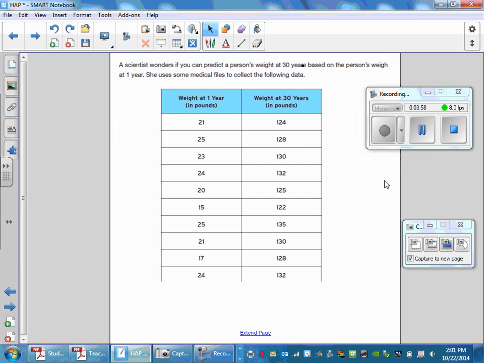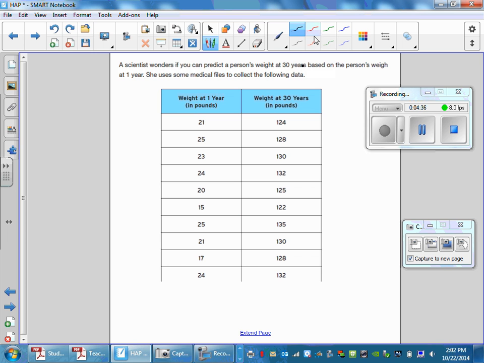All right, this is our last problem. A scientist wonders, don't write anything down yet, if you can predict a person's weight at 30 years based on the person's weight at 1 year. She uses some medical files to collect the following data. So weight at 1 year is 21 and weight at 30 years is 124. This tiny baby was 15 and later was 122. So the lower it was, the lower it is. Let's see if there's any weird ones. This baby was 21, but later was 130, and 130 is one of the highest numbers.